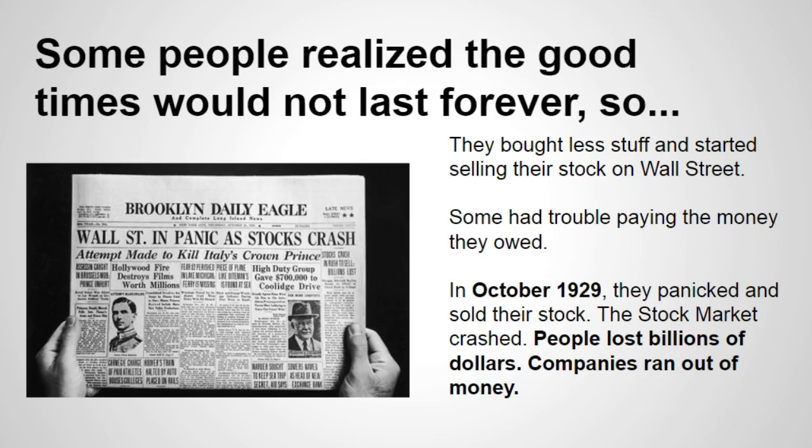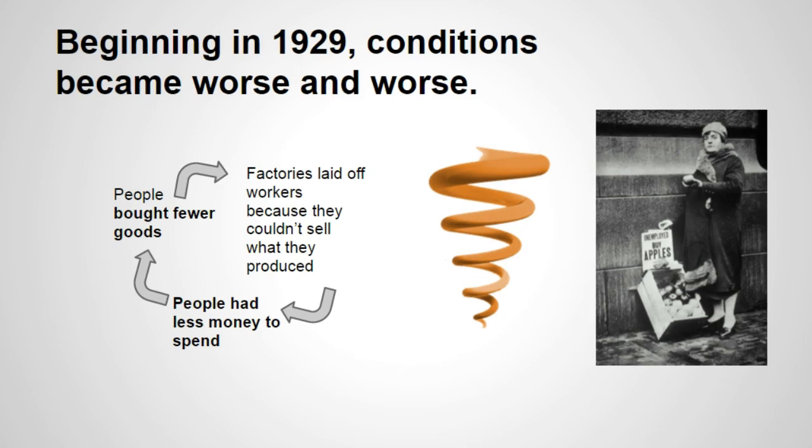They sold their stock. The stock market crashed and people lost billions of dollars. Companies ran out of money. They also started laying off their workers. Think of the Great Depression as a process and not just a simple event. Beginning in 1929, conditions became worse and worse.